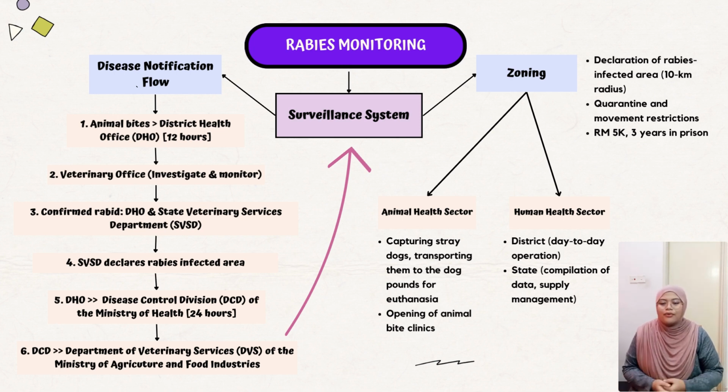What about zoning? When an area is declared a rabies-infected area, it includes all areas within a 10-kilometer radius from the case point, subjected to quarantine and movement restrictions to prevent further spread of rabies. Anyone who fails to comply will be fined 5,000 ringgit Malaysia and imprisoned for 3 years. Next is where the stakeholders can come in. The animal health sector can help with stray dog management, supply vaccines, and provide supplies to the animal vet clinics, and the human health sector can help with diagnosis and also provide prophylaxis.